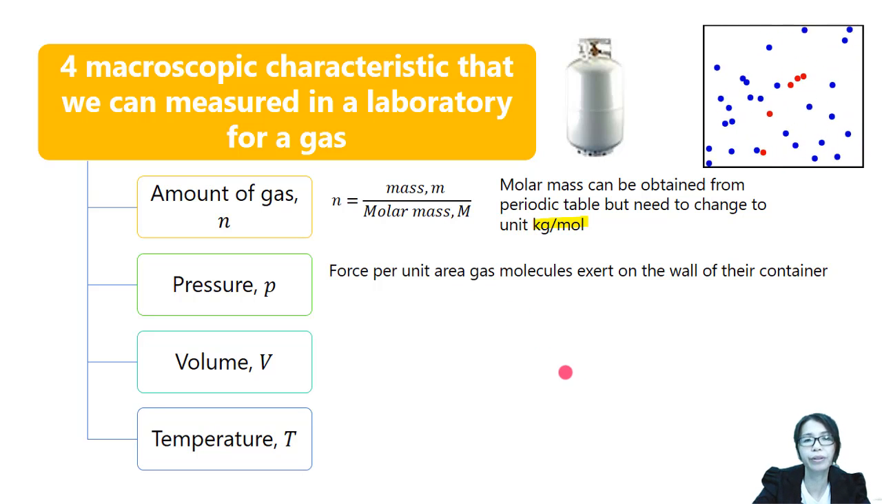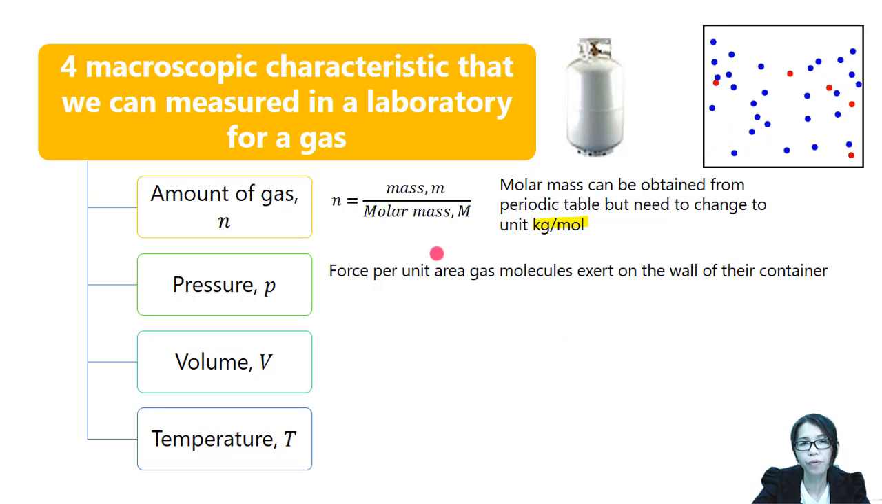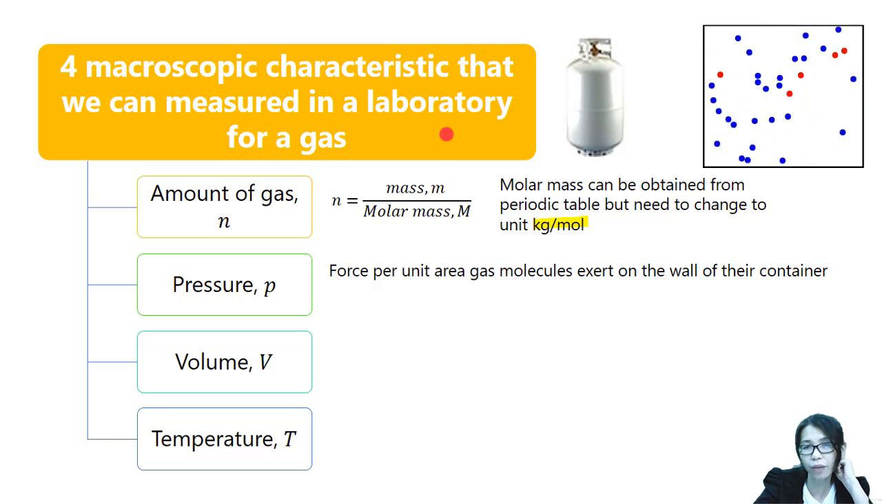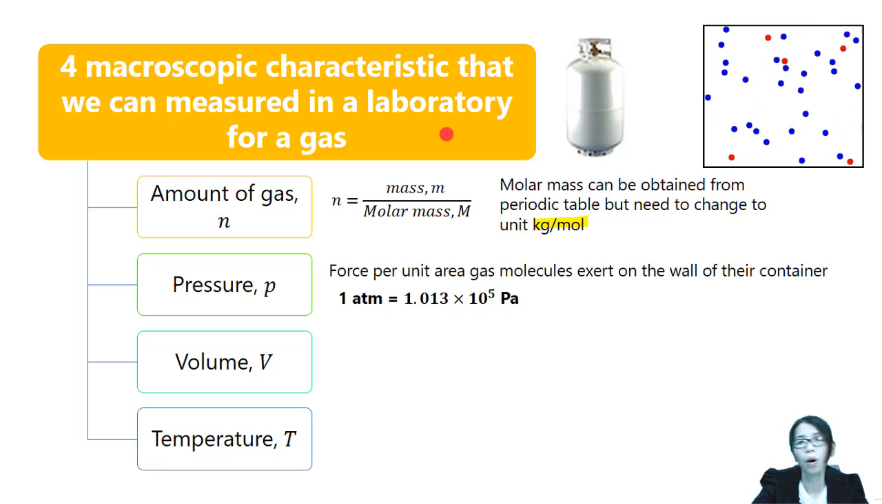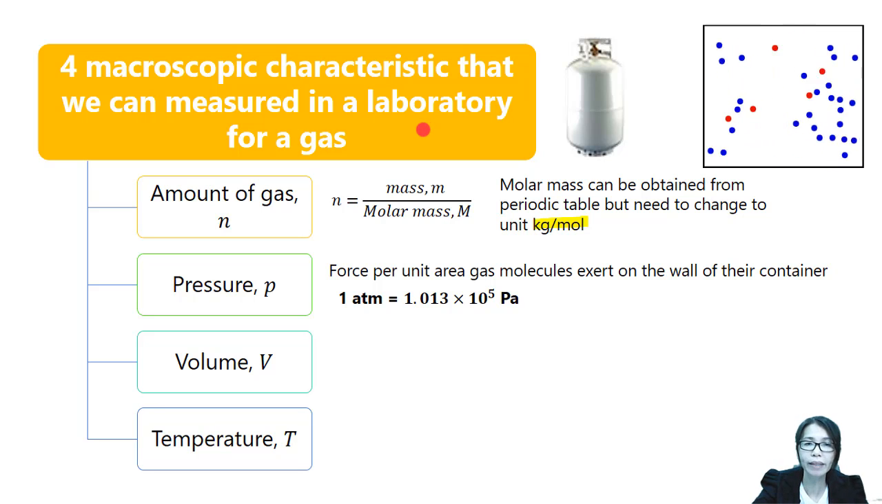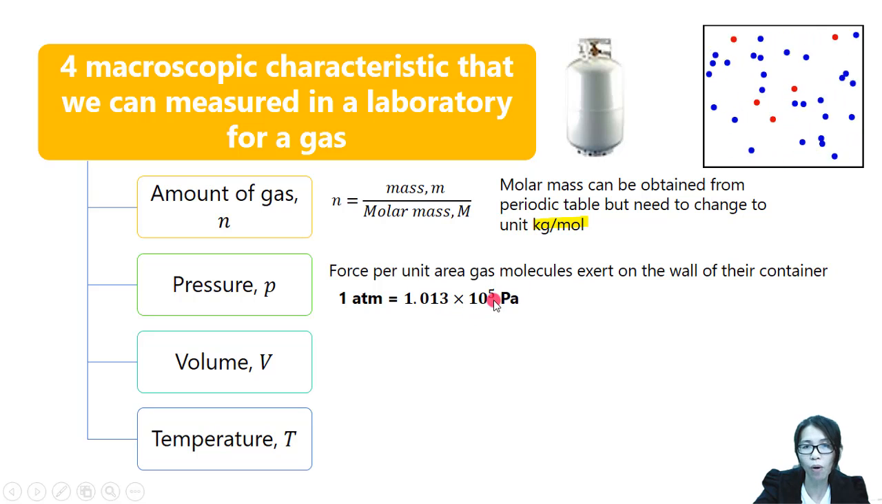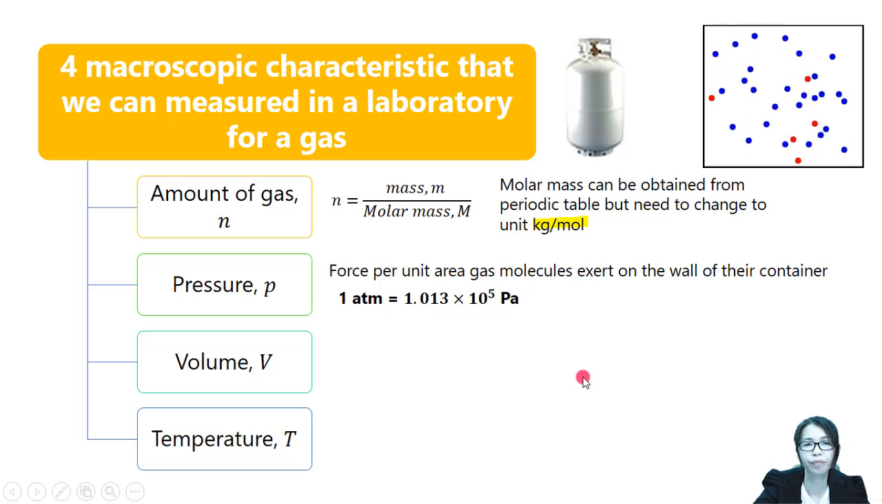Second one, pressure. Pressure refers to the force per unit area that gas molecules exert on the wall of their container. So 1 atmospheric pressure, 1 atm, is equivalent to 1.013 times 10 to the power of 5 Pascal.